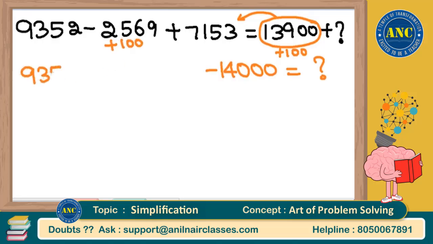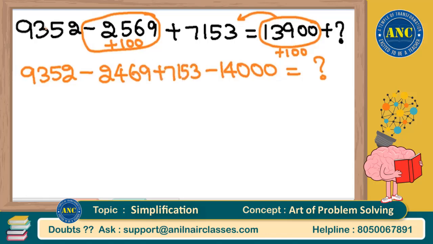So this becomes 9352 minus 2569 plus 100, which is minus 2469, plus 7153 minus 14,000 is equal to question mark. I believe the idea is clear, sir. Now can I say that minus 2, can I say that it is 7? Okay, this is what I can say, sir. See here, 9 plus 7 is 16, 16 minus 2 is 14, 14 cancels with 14, this entire number went off, right?